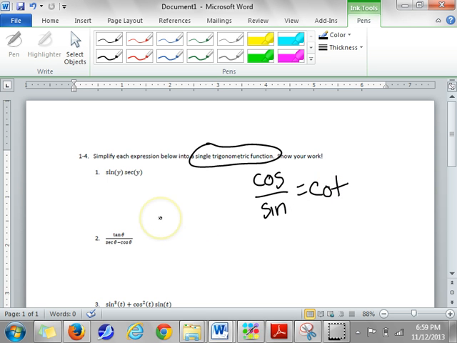When you're simplifying expressions, you're not working with two different sides of an equation. All you're doing is manipulating what you're given, and then possibly canceling things out in order to simplify it down. But you still want to use the same strategies that we had before, where it helps to first rewrite everything in terms of sine and cosine.